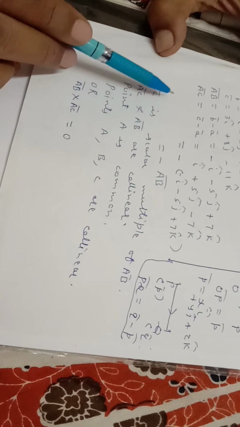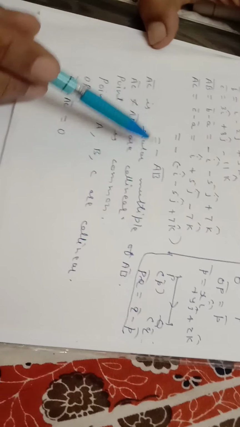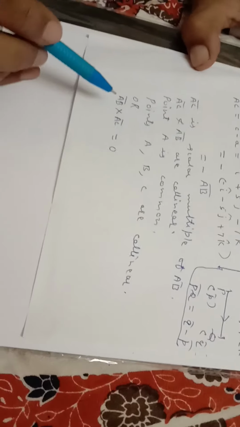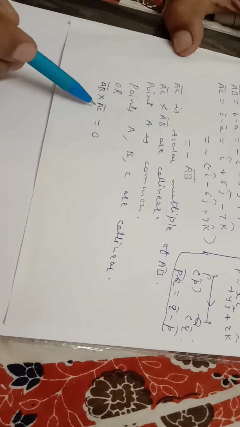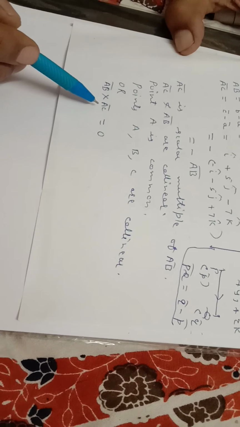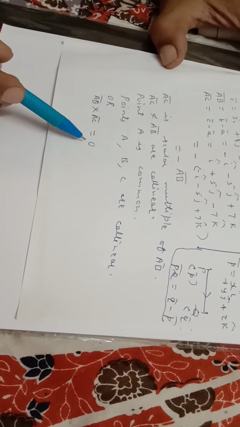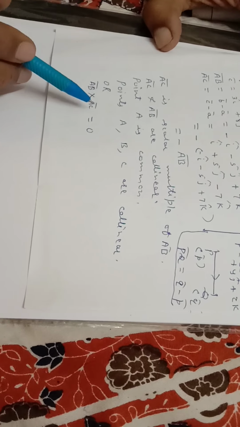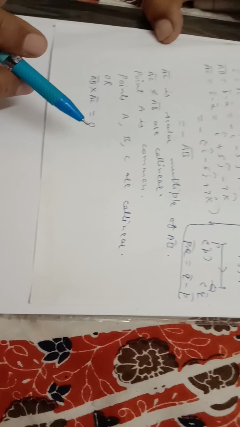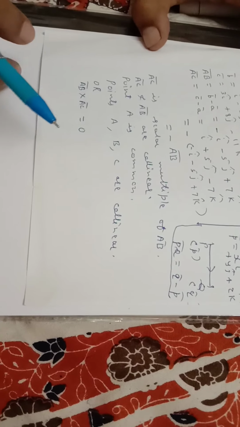Instead of using this condition, that one vector is a scalar multiple of the other, we may find the cross product of the two vectors. And if the cross product of the two vectors is 0, then also the two vectors are collinear. Now this is the vector method. The same example we can solve by using direction ratios.